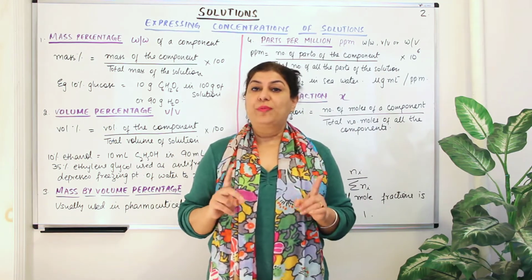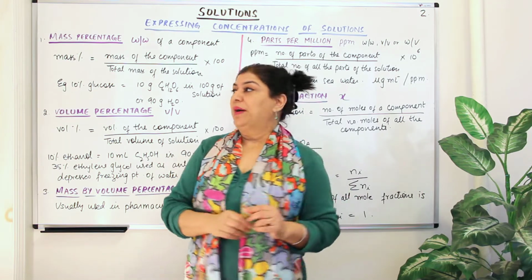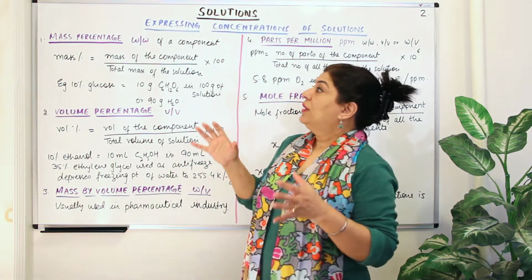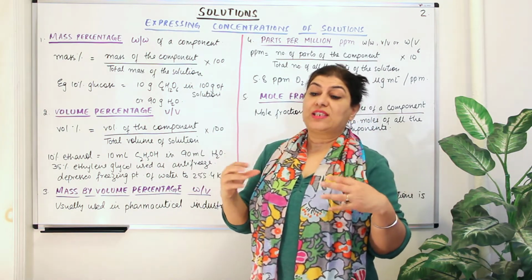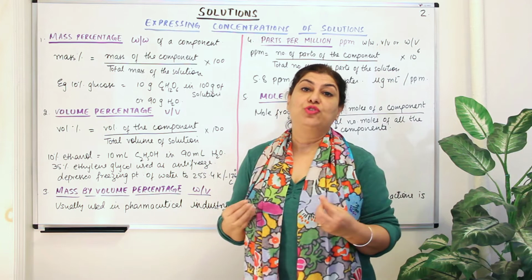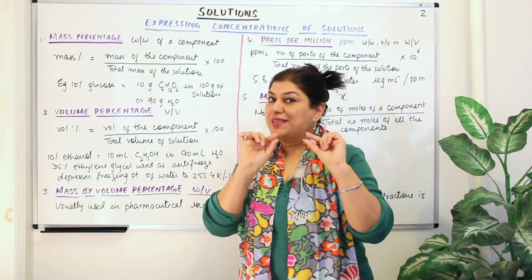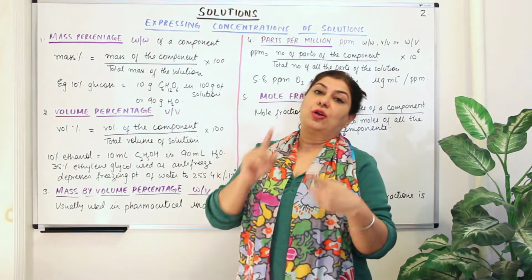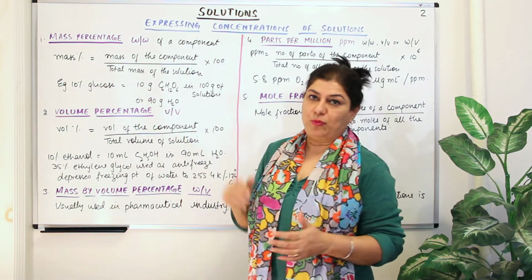Since we are talking only of binary solutions, all examples will be of binary solutions. Now, there are seven different ways by which we can express the concentration of solutions quantitatively. When we talk of quantity, you have to specify the quantity of the solute and the quantity of the solvent. And how is that done? Let us study them one by one.